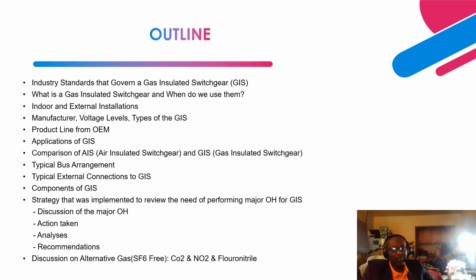As you know, a gas insulated switchgear can be installed outdoor, or it can be installed indoor in an enclosure or in a building. Then we'll talk about the different manufacturers, industry players for the gas insulated switchgears, the voltage levels, and typical voltage levels is from 69 kV to 800 kV, and the types of GIS that we have. And this will basically take us to talk about the single phase and the three phase configurations of the different types of gas insulated switchgears that we have.